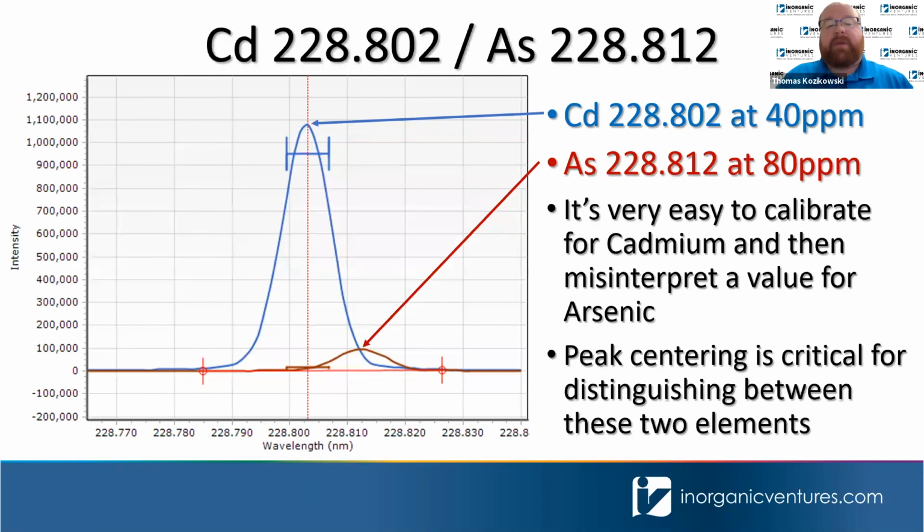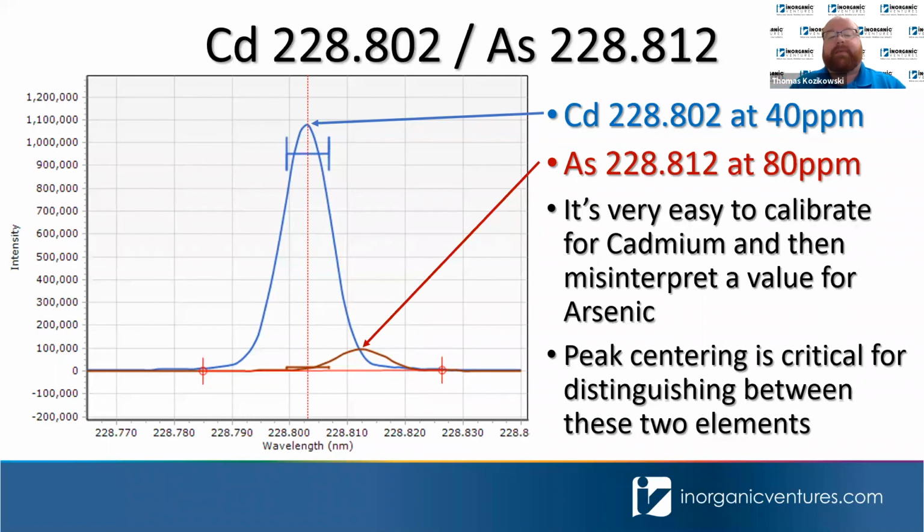So for the cadmium and arsenic, we've known about this interference for a very long time, especially for our trace metals procedure at IV. Cadmium has a line at 228.802, and arsenic is not far, 228.812. So these almost overlap. Depending on the resolution of your instrument, these could be on top of each other. So it's very easy to calibrate for cadmium and completely ignore the fact that arsenic is there.